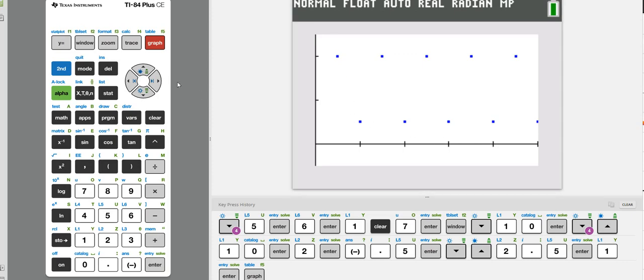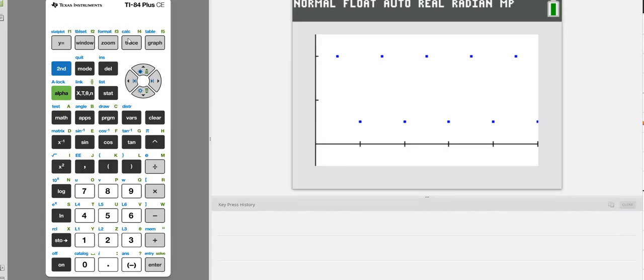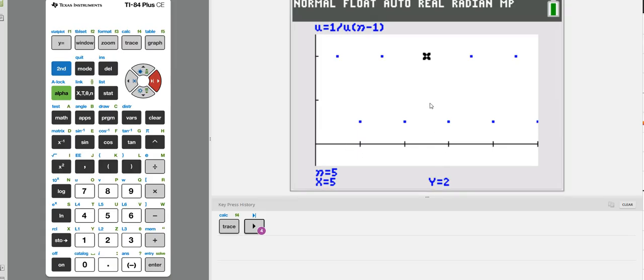Even cooler, if you wanted to or needed to. If you're like, well, I need to know the coordinates of those points, hit the trace key and bump around. And it can show you exactly what value. So you don't necessarily have to look at the table. You can just look at a trace of your plot.